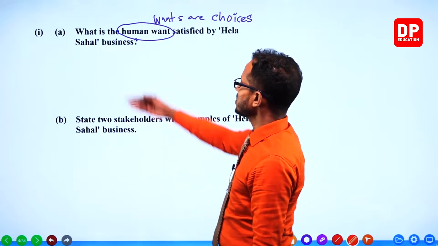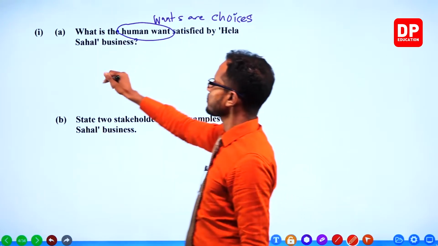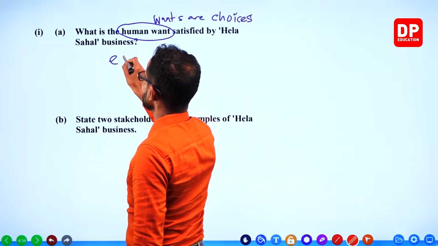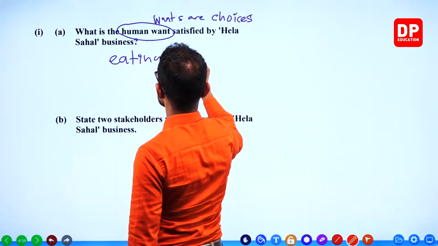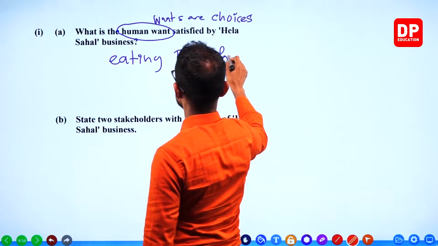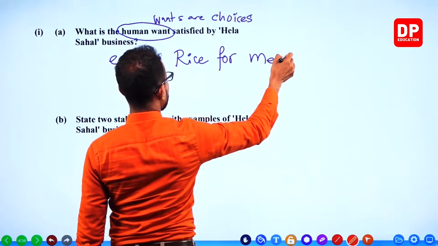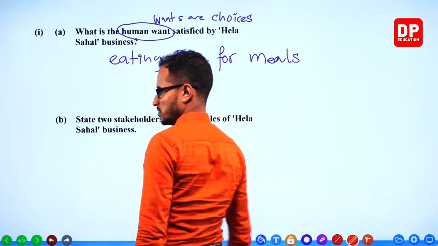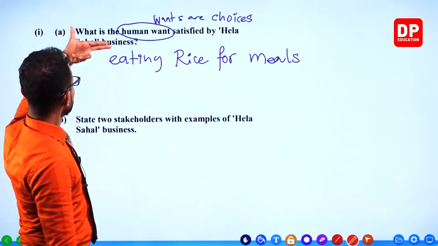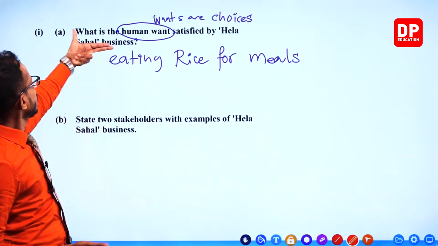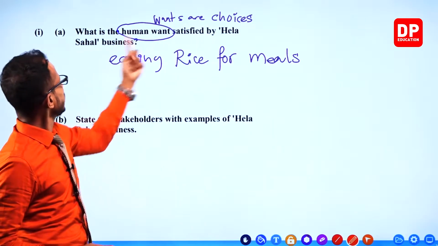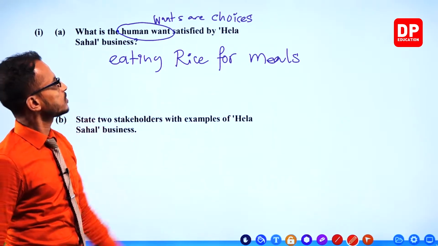So, what is the human want satisfied by Hela Sahal? Eating rice for meals. That is why we want rice. What is the human want satisfied by Hela Sahal? Eating rice for meals. Next.